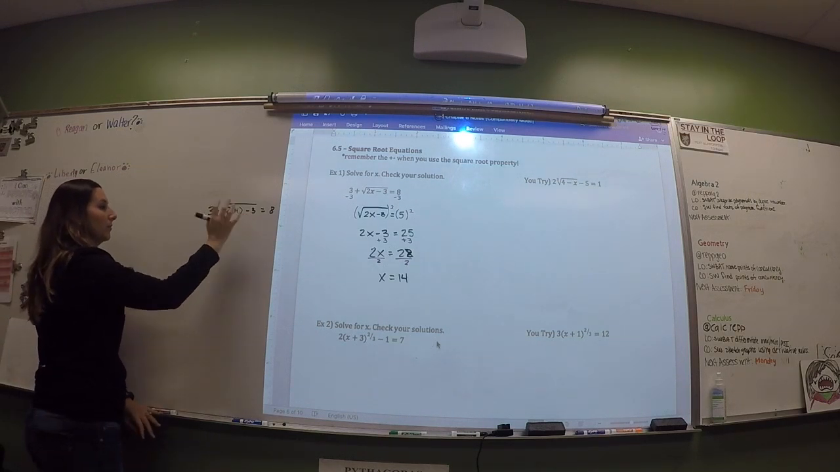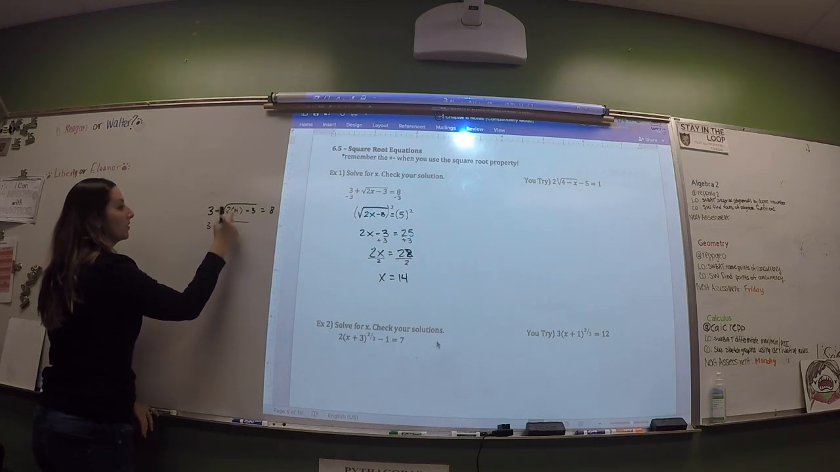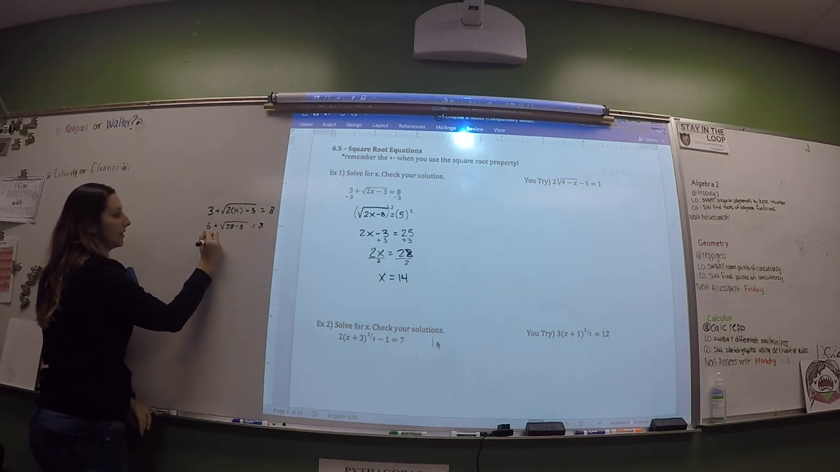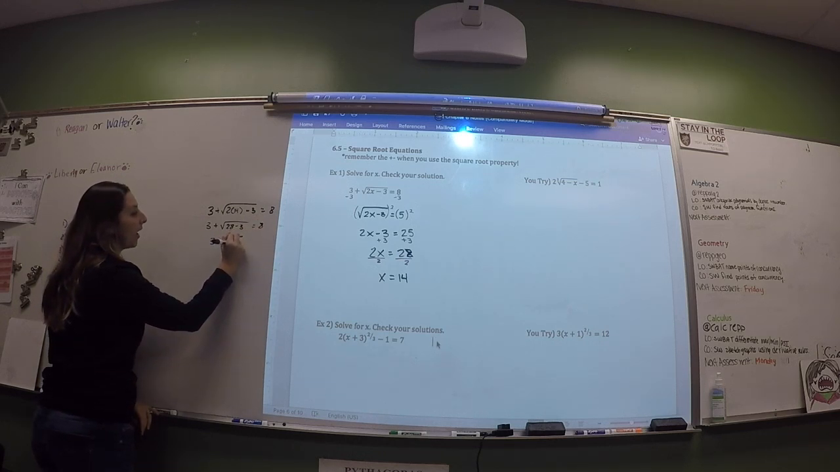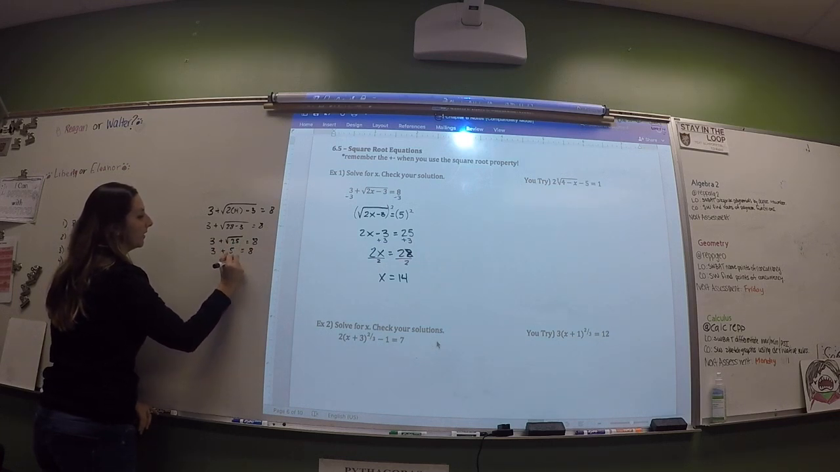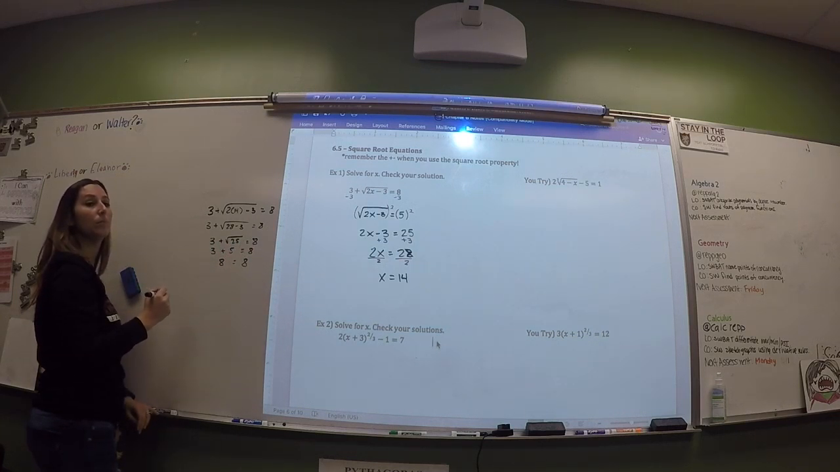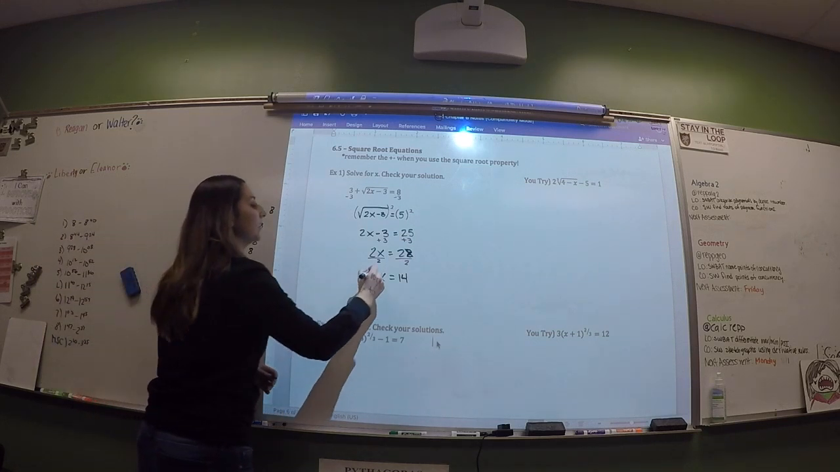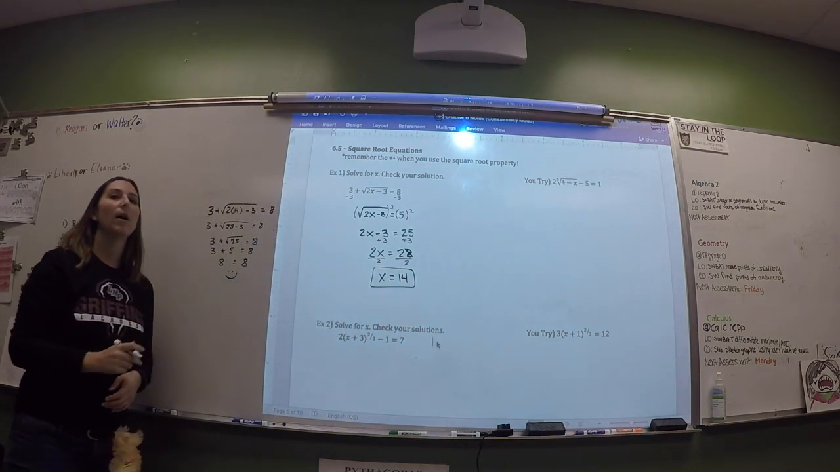So we would do like inside out here. So 2 times 14 is 28. 28 minus 3 is 25. This is 5. And this is 8. Is that true? Yes. Okay, so that means that this is the answer and it's not extraneous.